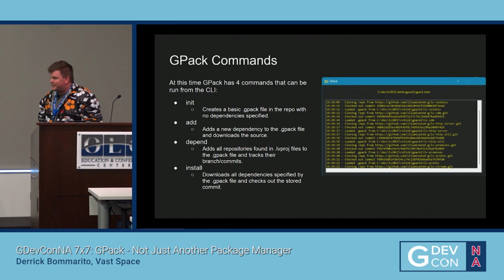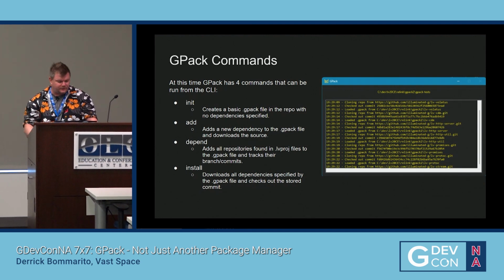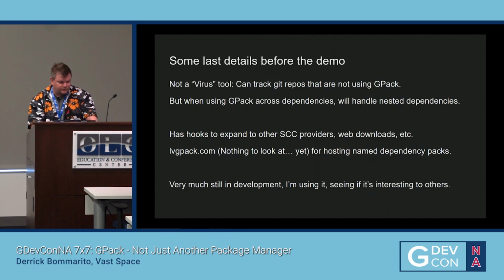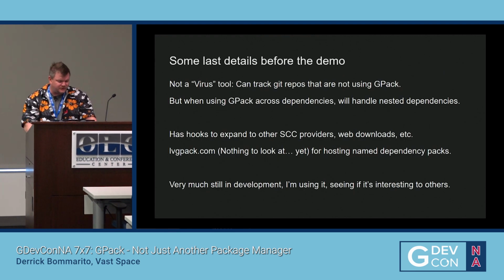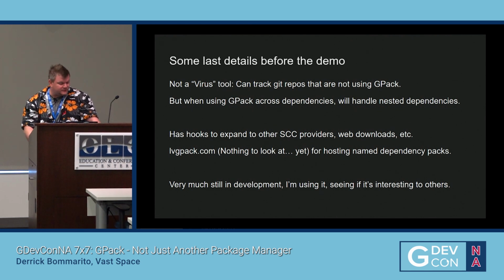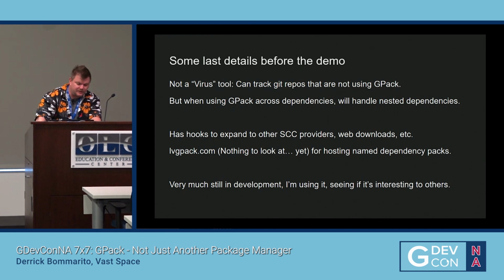So this is a tool. It is command line invoked, but it does have a little GUI to keep track of the live log. It's got 4 commands: create the GPack file, add dependencies to it and install them, add dependencies without installing them, and install if you've got a copy of a repo that's using GPack. It's not a viral tool. It can track Git repos that aren't using GPack. When you are using GPack across your dependencies, it'll recurse the dependencies for you. It doesn't have a lot of conflict resolution built into it yet. It has the hooks to expand to other source code control providers, and even doing stupid stuff like downloading from a web page. I have a domain set up for doing named dependencies, which we'll see an example of.